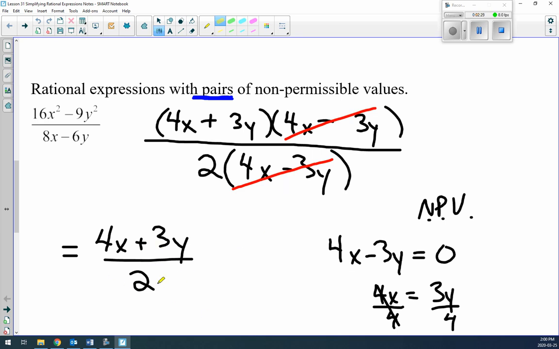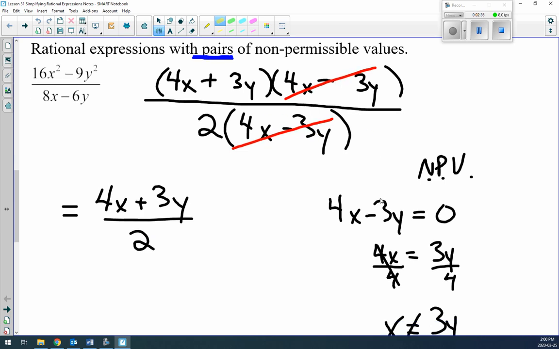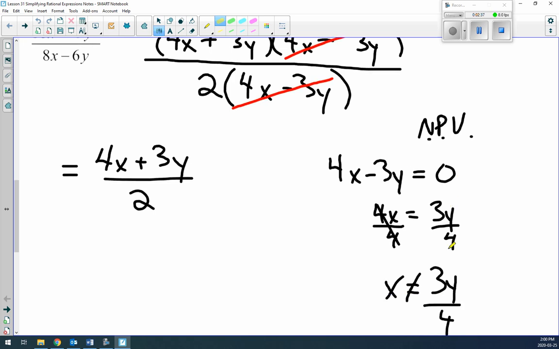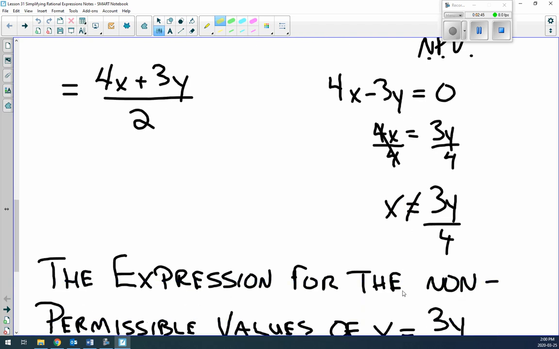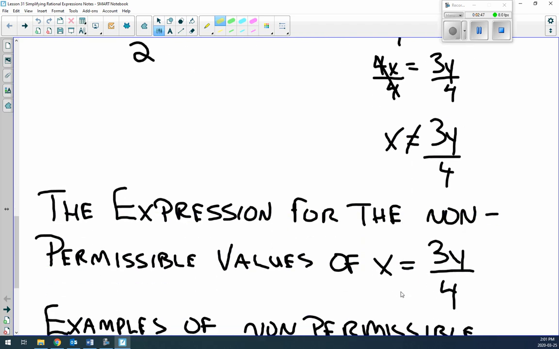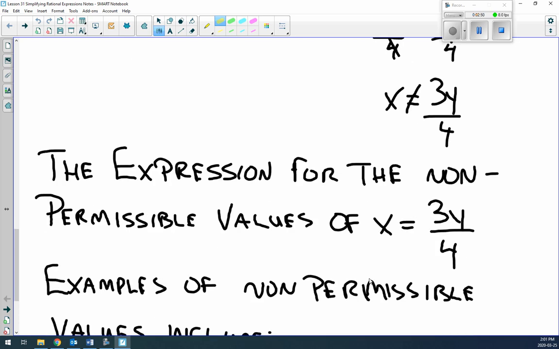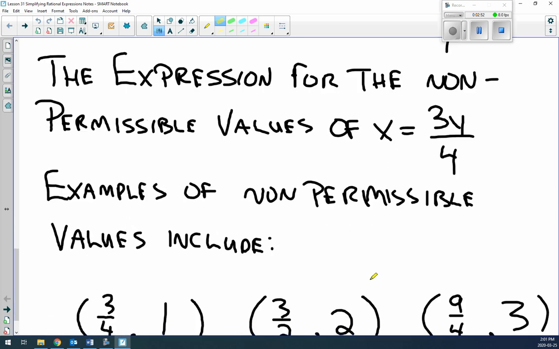In this case, there's no NPV down there, but you have to go back to the original. You can see the original denominator is 4x minus 3y. Now we have two variables in there. Doesn't matter. Set it equal to 0 and solve it for either x or y. In this case, we solve it for x. So x cannot equal 3y over 4. So then what we can do is, for the expression for non-permissible values of x equals 3y over 4, you can do some examples if you want.